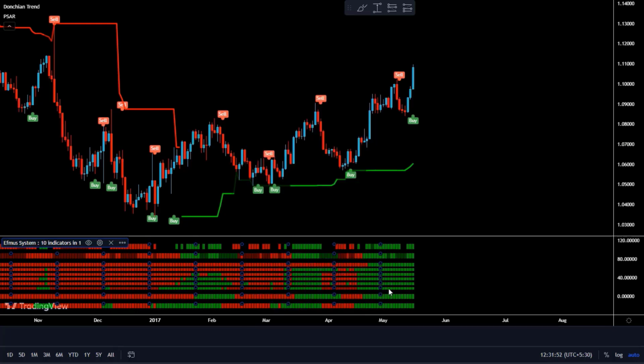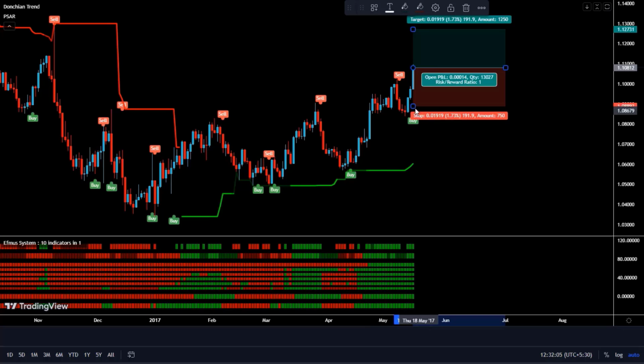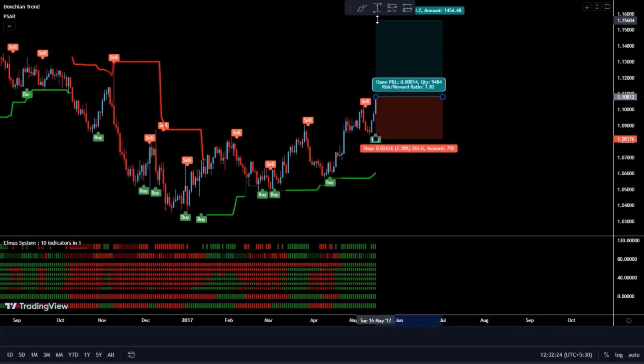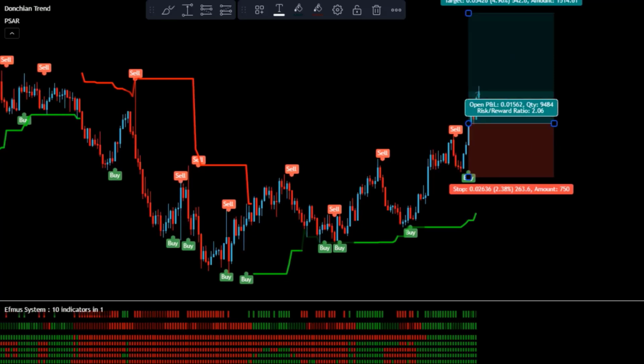Now, to take a long trade, these are the conditions. First, the parabolic SAR indicator should print a buy signal. Second, at the time the buy signal is printed, all the 10 lines of the IFMA system should be colored bright green. All these lines should be colored bright green. If any of the lines is not bright green, that setup becomes invalid. We're going to enter a long trade here, stop loss below the most recent swing low. For the take profit, we're going to set it at 2x the risk, we let the trade run and take profit.